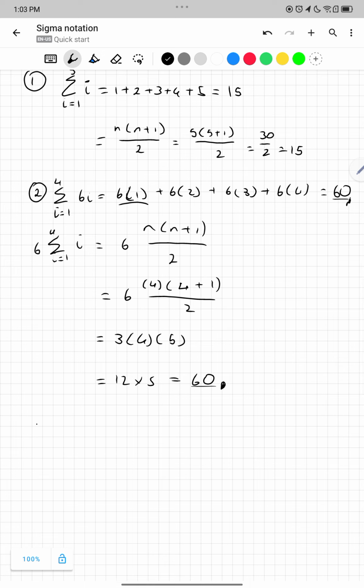Example number 3. You can pause the video and do it on your own. Do something like this: the sum from i equals 1 to 5 of 7i minus 3.